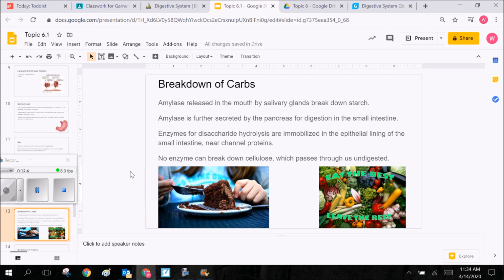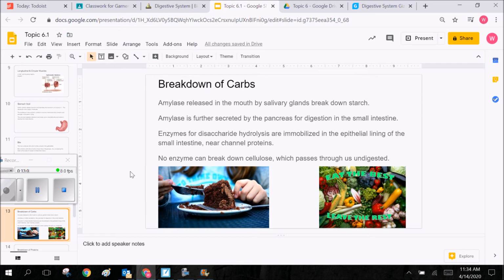So carbs are going to start being broken down in the mouth. This actually should make a lot of sense because carbohydrates are typically very difficult to break down. Starch is difficult to break down, and cellulose is so difficult to break down that many organisms can't, including us. So starch is going to start to be broken down by amylase in the salivary glands. So while you're chewing, you're going to start releasing that amylase. It's going to break it down in your mouth.